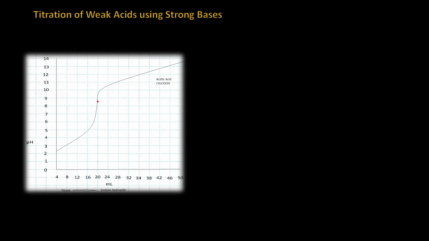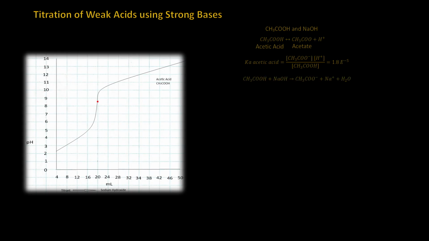Now let's examine the titration of a weak acid, such as acetic acid, and a strong base such as sodium hydroxide. CH3COOH is acetic acid, which will dissociate in water to become CH3COO, which is acetate. The Ka value for acetic acid is 1.8 times 10 to the minus 5th. The dissociation reaction with sodium hydroxide is shown, where the acetic acid dissociates to produce acetate, sodium ions, and water.